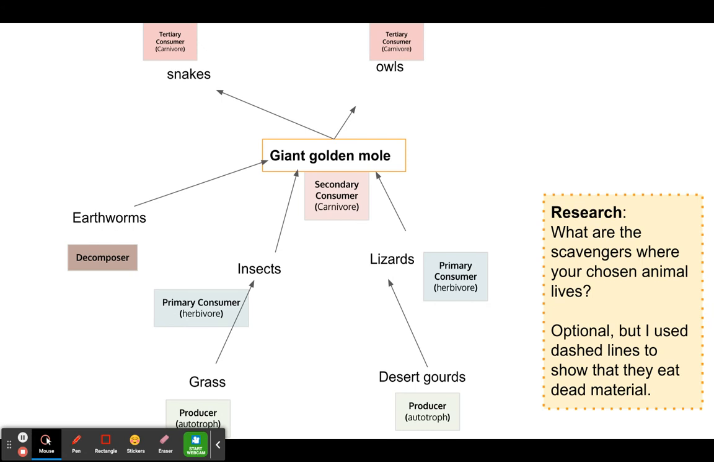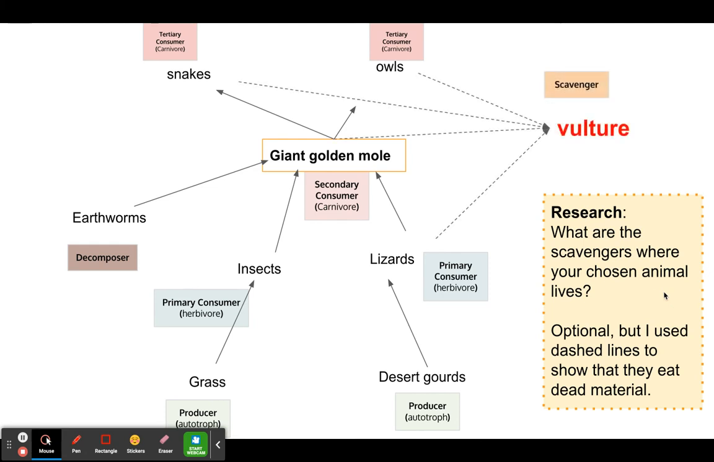Next, you need to find a scavenger. So research, where does your animal live and what are the scavengers in that area? I found vultures live in the area, and I use dotted lines to show that they eat the dead material. They eat dead lizard, they'll eat everything that they find. They're scavengers.